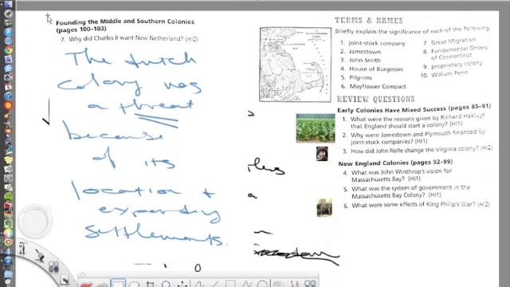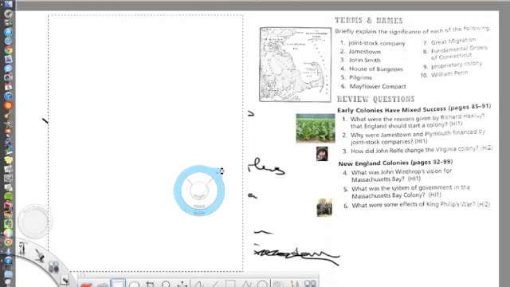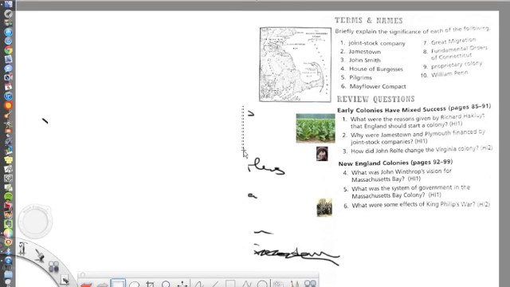Make sure that we have wrapped up the founding of the middle and southern colonies, which is between pages 100 and 103. I hope everyone did a good job on that. Let's delete this, and then move on to the next part, where we're halfway through numbers 4, 5, and 6.